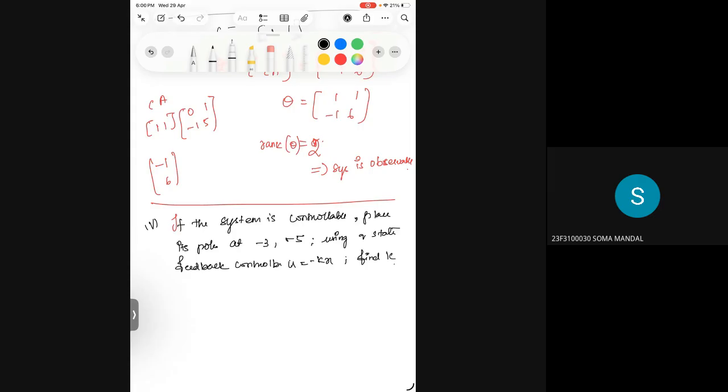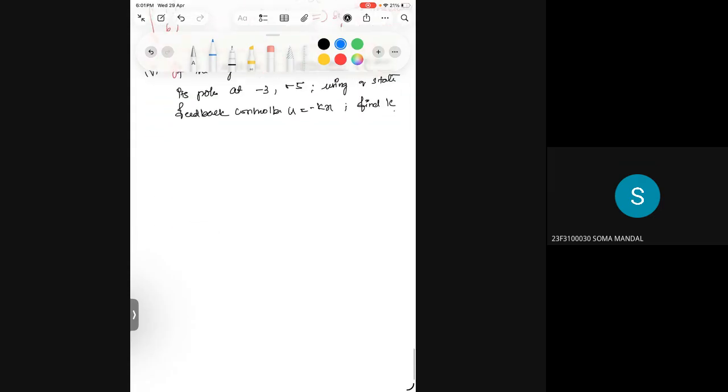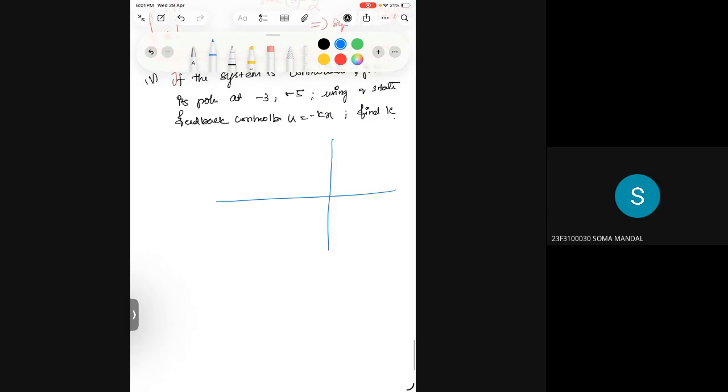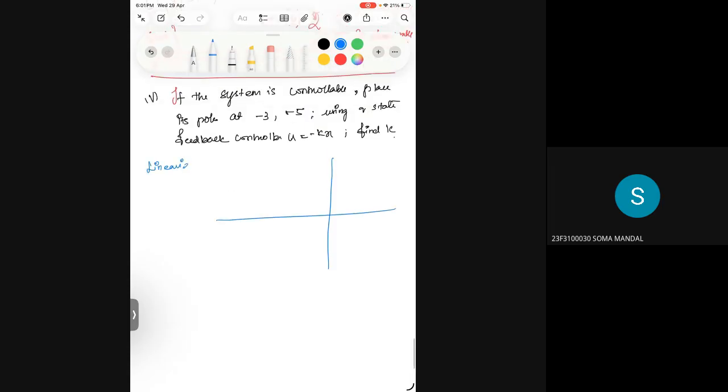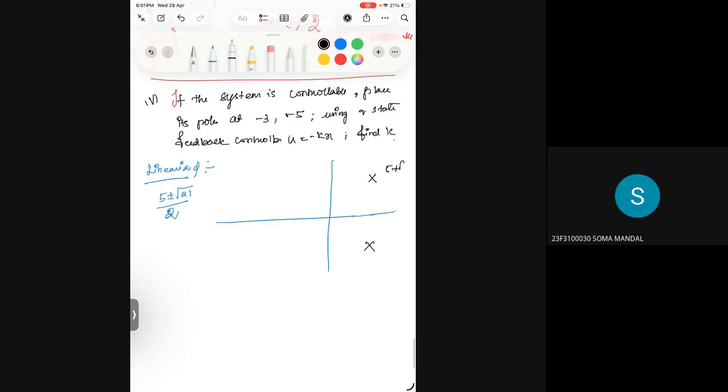Okay. Here you should think about it a little bit. The actual system is non-linear. Then we linearized the system. Then we found the poles of the system lie at (5 plus or minus root 21) divided by 2, that is 5 plus root 21 by 2 and 5 minus root 21 by 2. Somewhere in the right half of the s-plane we got it.